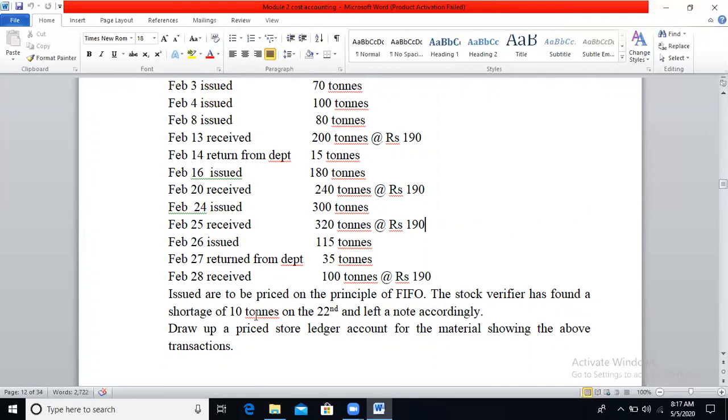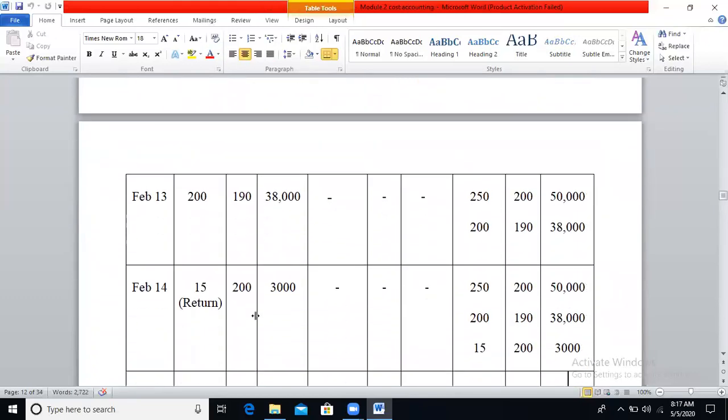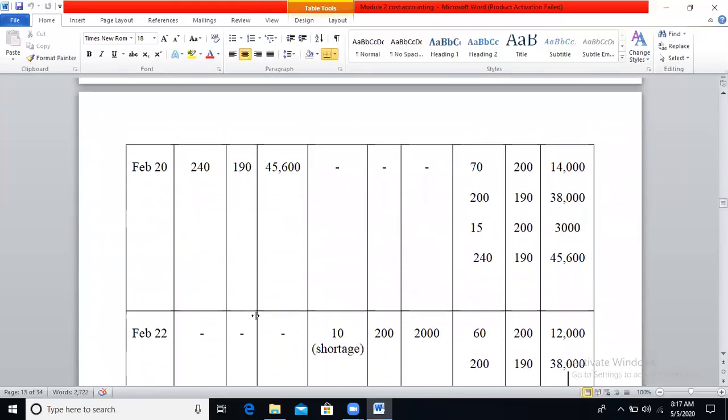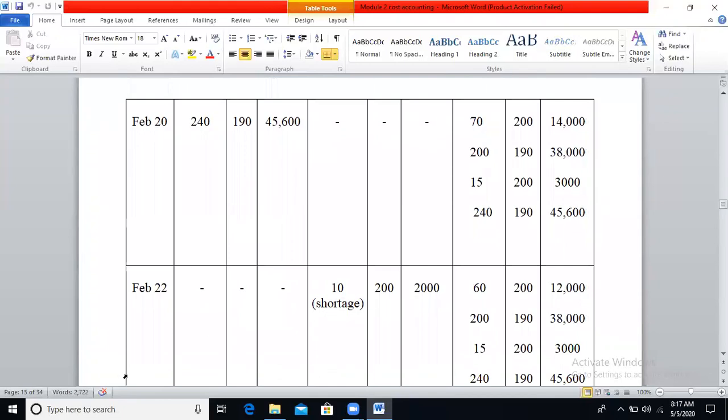So first you have to consider this. I told you the shortages will be considered as an issue only. So February 22nd, we are issuing the shortage tons of 10. So at what price will you consider? The first price prevailing. Out of 70, you are issuing 10 tons. So at the price of 200. So 10 into 200, you will get 2000.